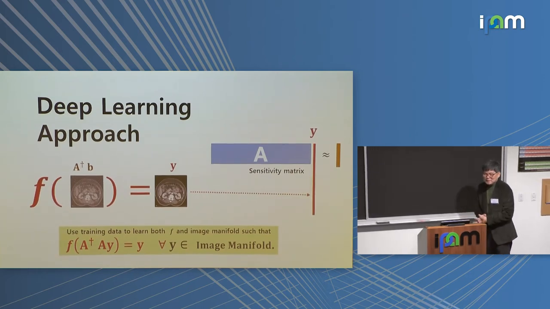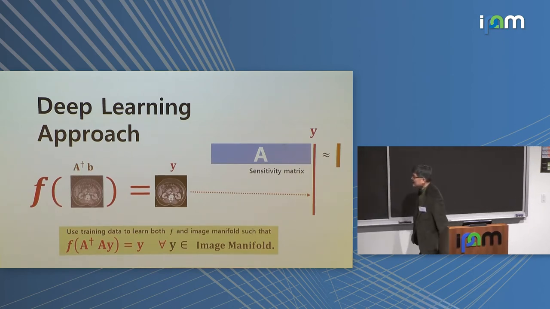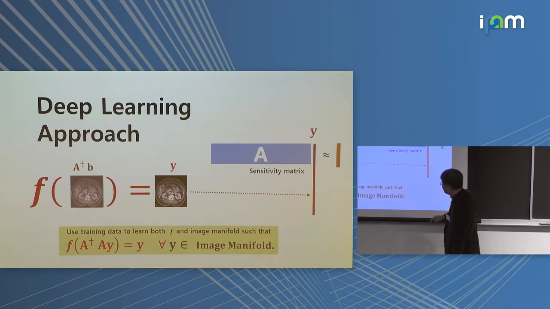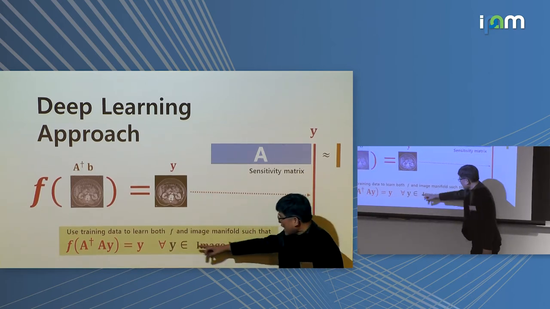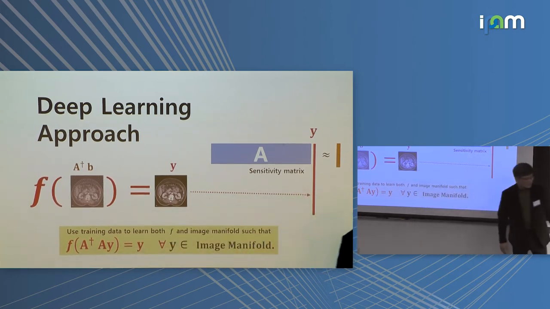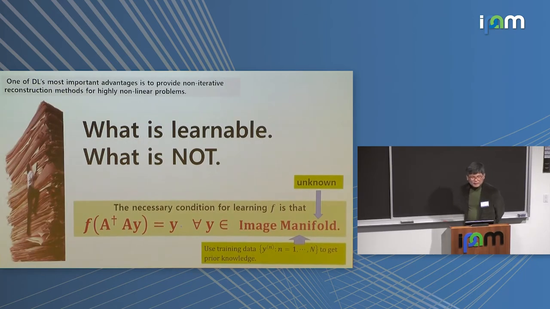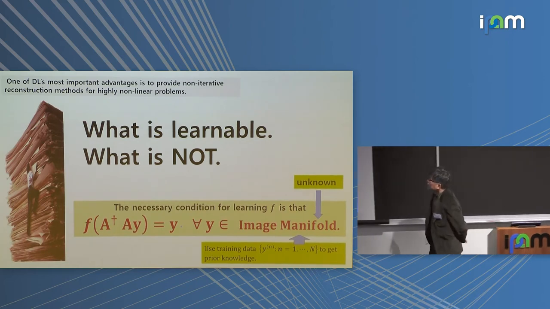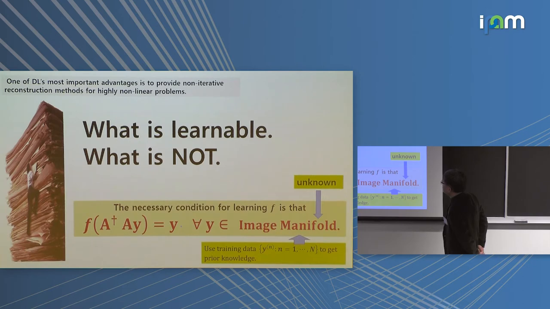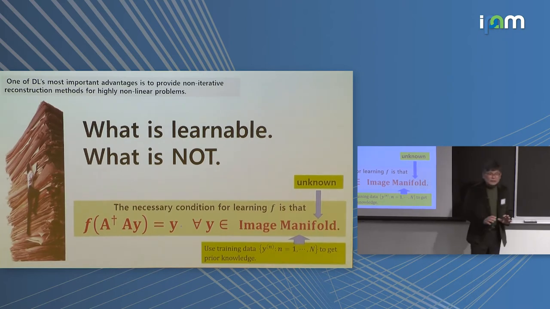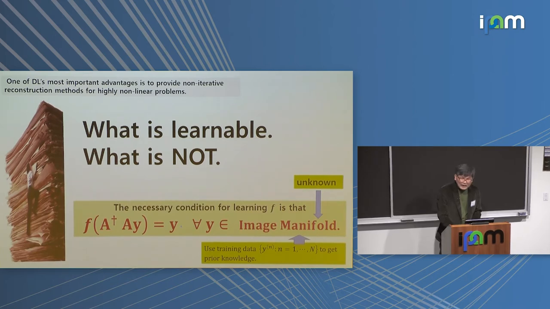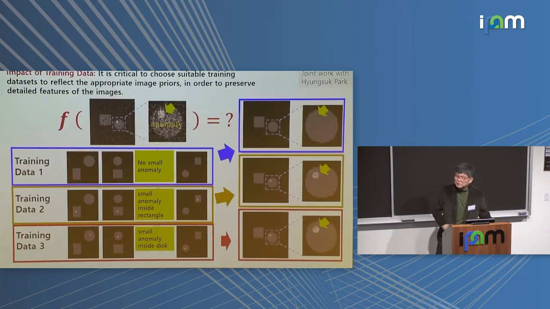So let us explain the deep learning approach in more detail. It uses training data; the key is that both F and the image manifold, all Y and all of the image manifold, you try to find. That's the goal of the deep learning approach. And one of deep learning's most important advantages is to provide a non-iterative reconstruction method for highly non-linear problems. The question is what is learnable and what is not. Here, this part is the difficult part. Use training data to get the prior knowledge. That's the reason why the deep learning approach depends highly on the quality of the training data.